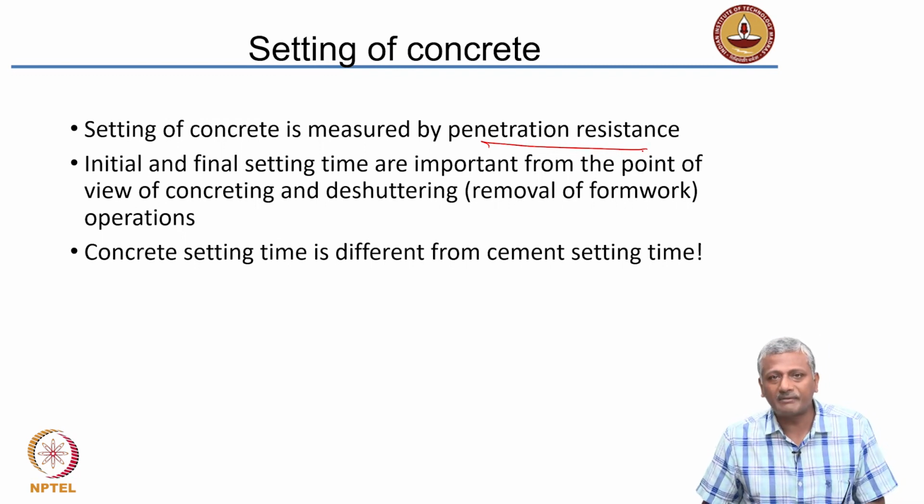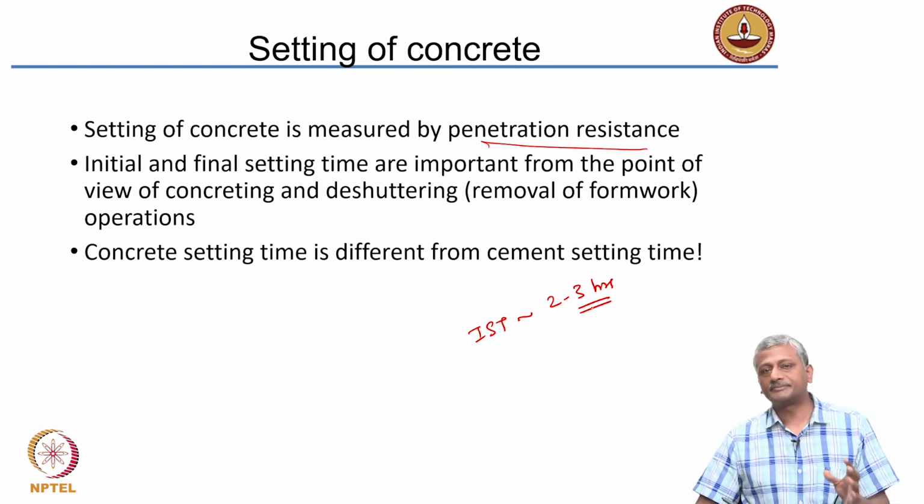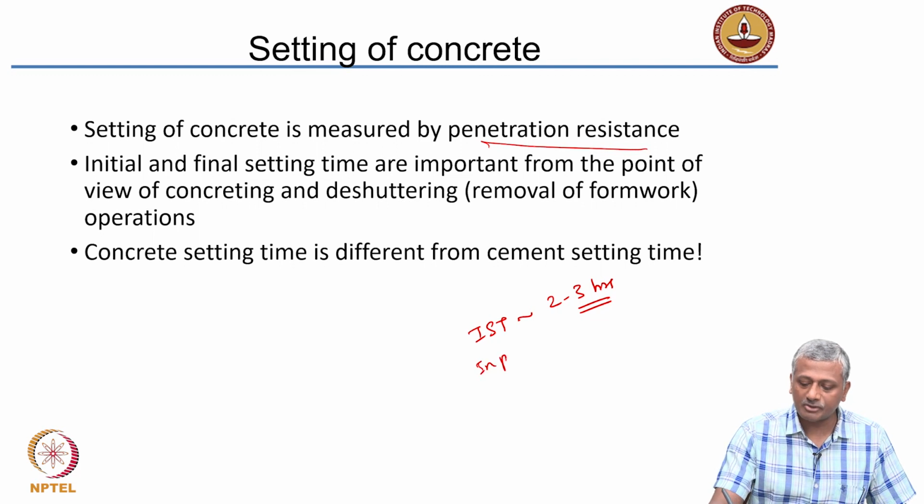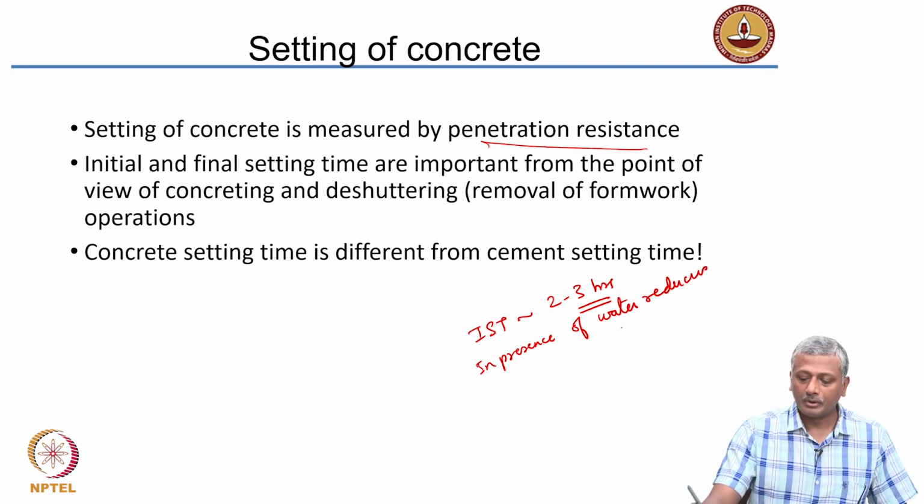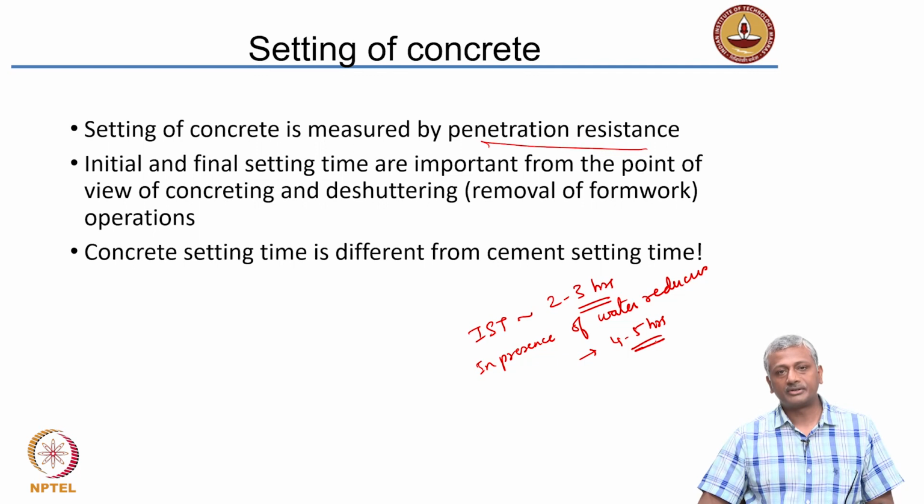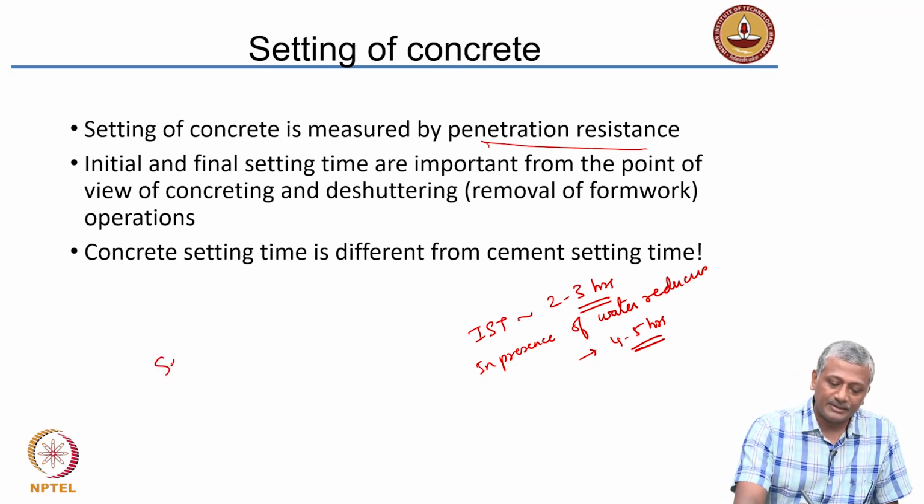Normally, when you don't have admixtures, the initial setting time of concrete will be typically between 2 to 3 hours. With the presence of admixtures like water reducers, for instance, your setting time may extend up to 4 to 5 hours. Okay, but you need to ensure that it doesn't extend too much, or in other words, you don't get what is called a set retardation.